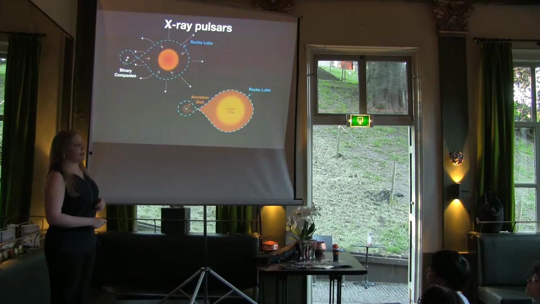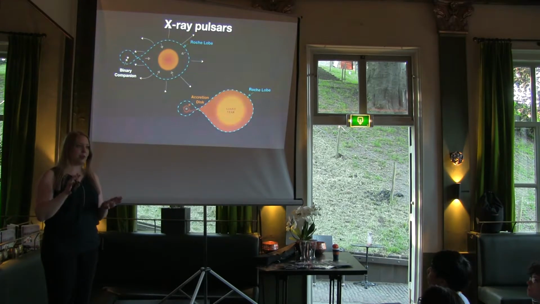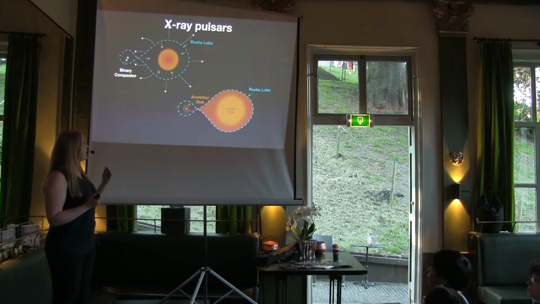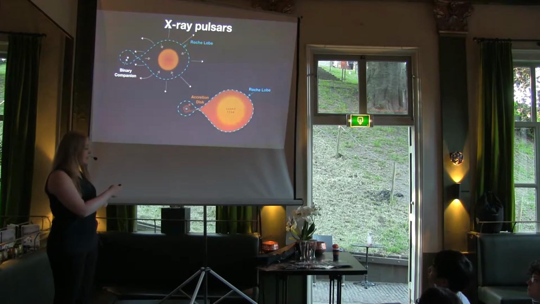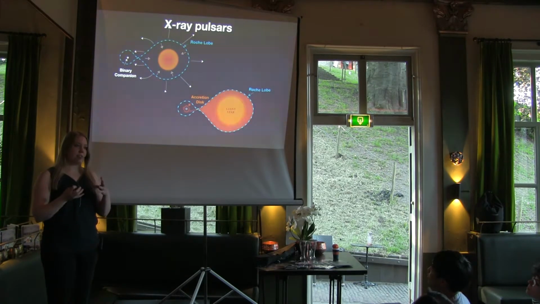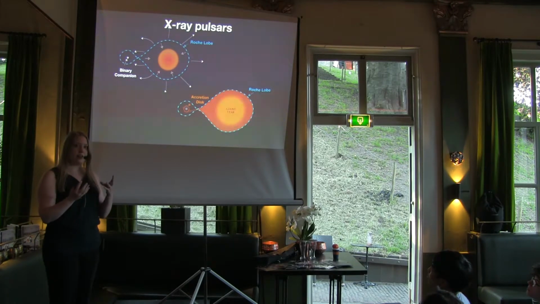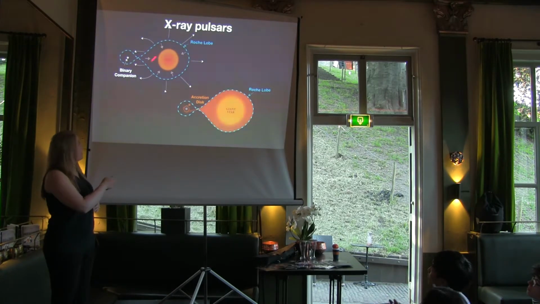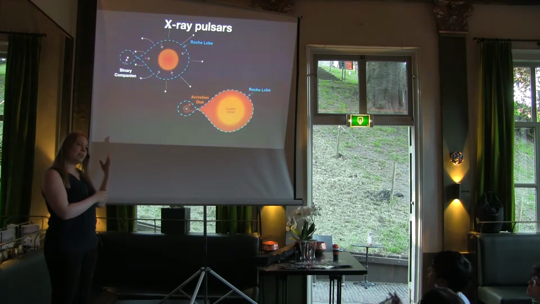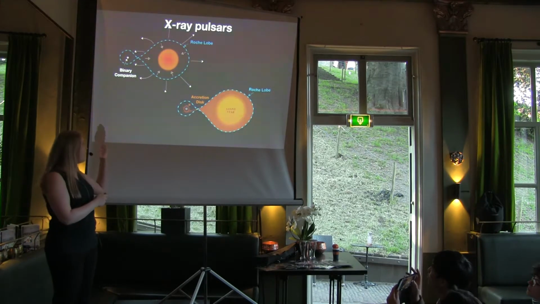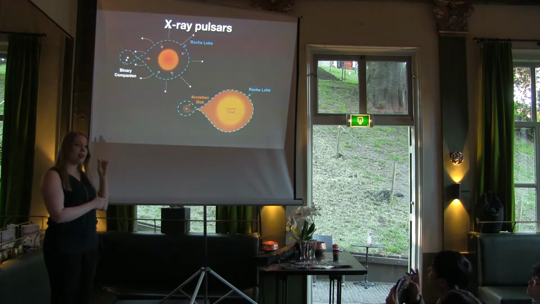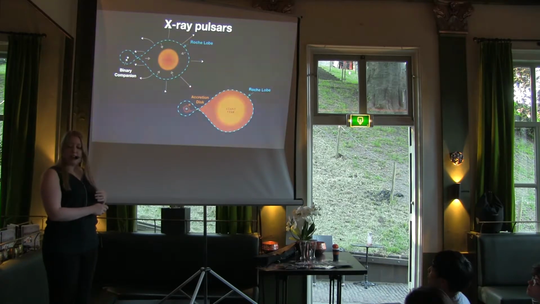There are different types of pulsars. So I already mentioned that we see it in both X-ray and radio. X-ray pulsars are always in binary systems, where you have a main sequence star, that's a star similar to our sun. And then you have a compact object, so typically you have a neutron star. It could also be a black hole.